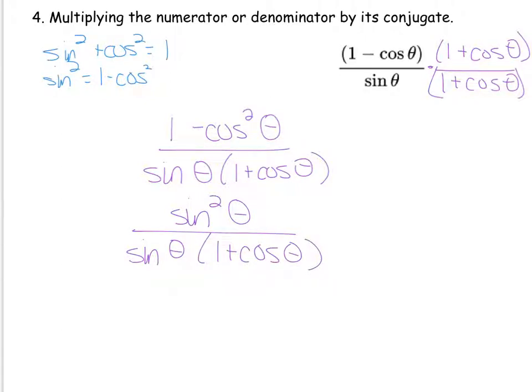Now, if I have something squared over itself, one of those is going to cancel, and I'm going to be left with just sine theta on top, because this is sine theta times sine theta, right? Sine theta times sine theta on the bottom, one of them is going to cancel. And I'm left with sine theta over 1 plus cosine theta. And that's really all we can do with that. You cannot split up a denominator like we split up a numerator, so we're done.